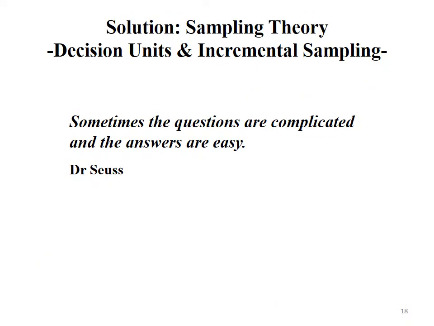Well, the solution, in the end, is you go back to sampling theory. And there are two common themes we're going to talk about: decision units and incremental sampling. Someone sent this quote from Dr. Seuss: "Sometimes the questions are complicated and the answers are easy." Really, that's the case. You may have joined in some workshops on sampling theory and it can seem really complicated, but in the end it's actually very simple. Understanding the nature of heterogeneity in soil can be complicated. It takes a while to think about, but addressing it as part of field investigation is simple.